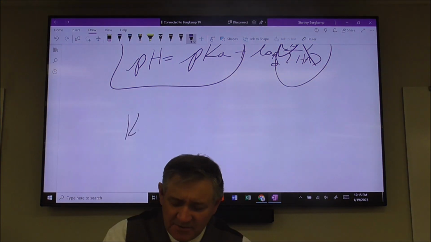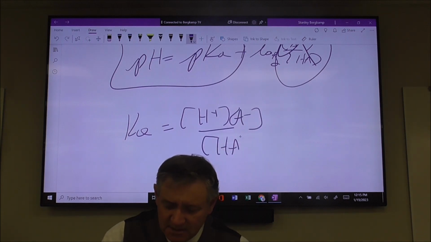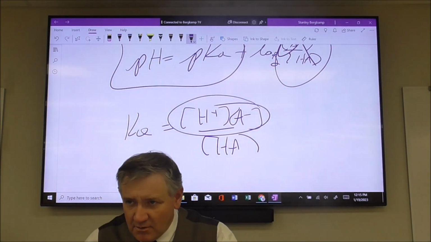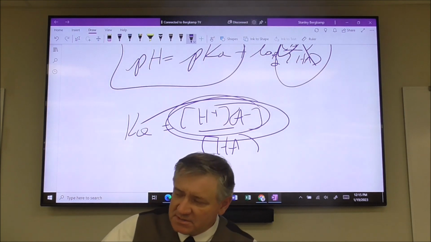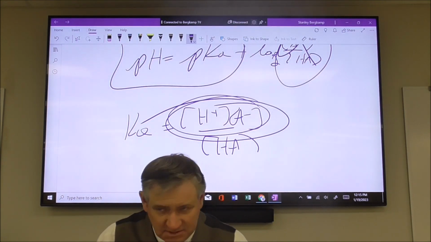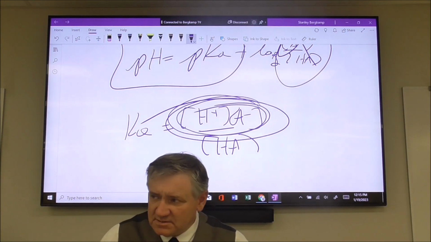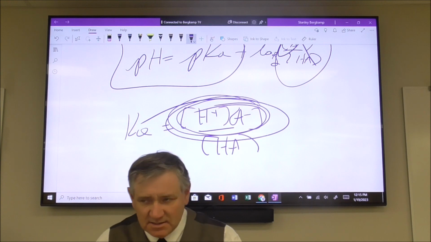So look at how you calculate Ka. It's your hydroniums times your anions divided by the concentration of your acid. So the only way that you can make a smaller Ka value is if these numbers up on top are smaller. Okay, that's it. So the only way you can get smaller values of that is if it dissociates less and less and less and less and less.